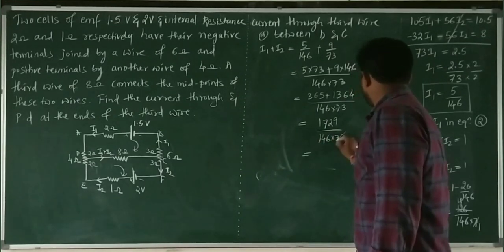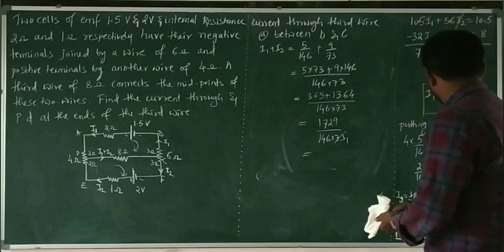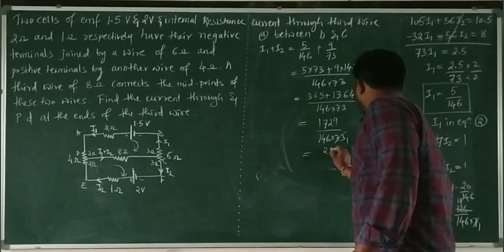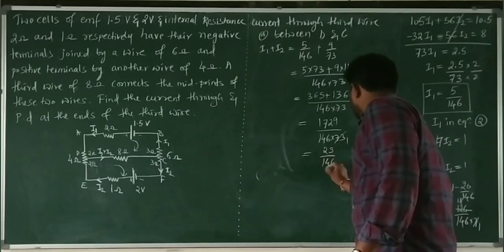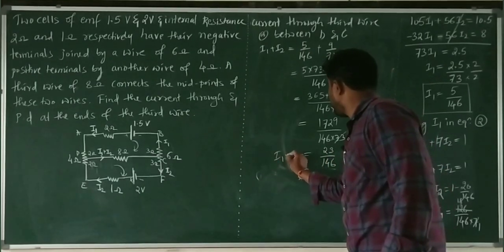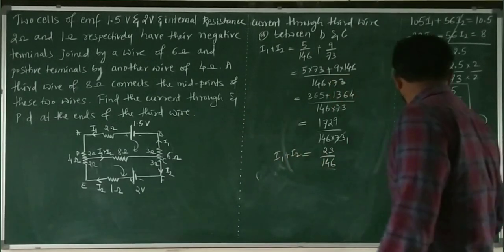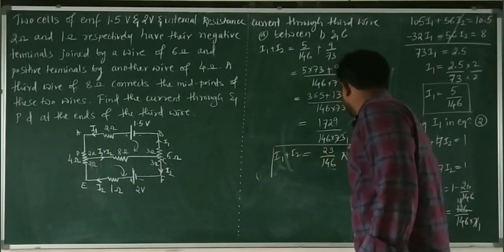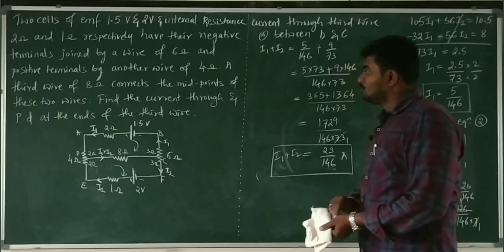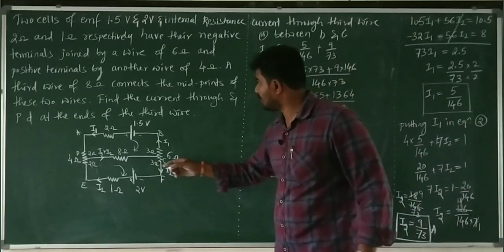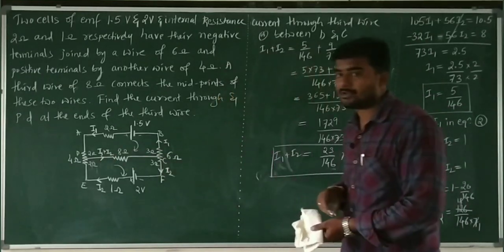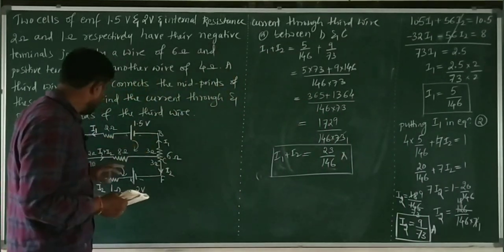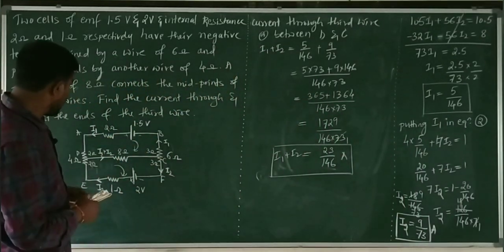Simplifying, 73 ones are 73, and it is 23 divided by 146. So I1 plus I2 is 23 divided by 146 ampere. This amount of current is flowing through this wire, C to D. And we are supposed to find out the potential difference also. See here, the potential difference between D and C.